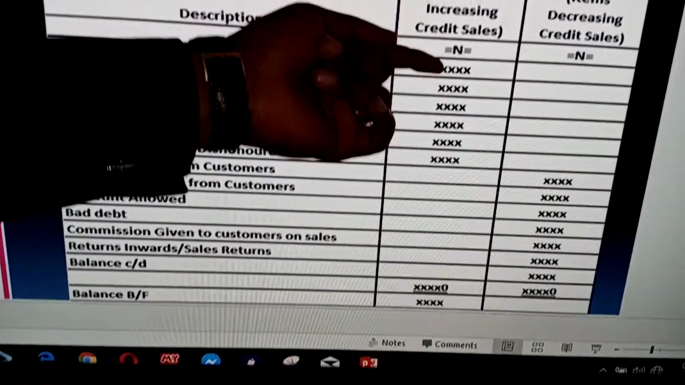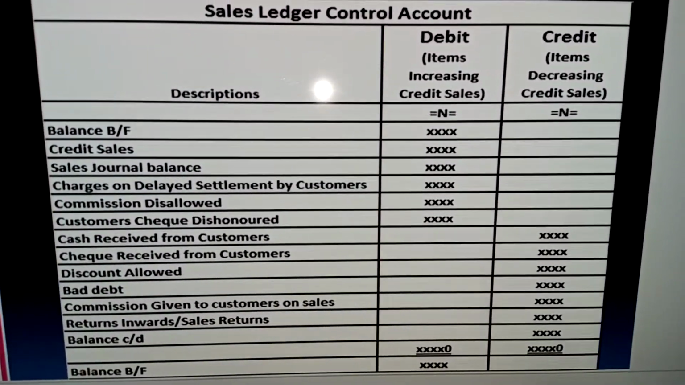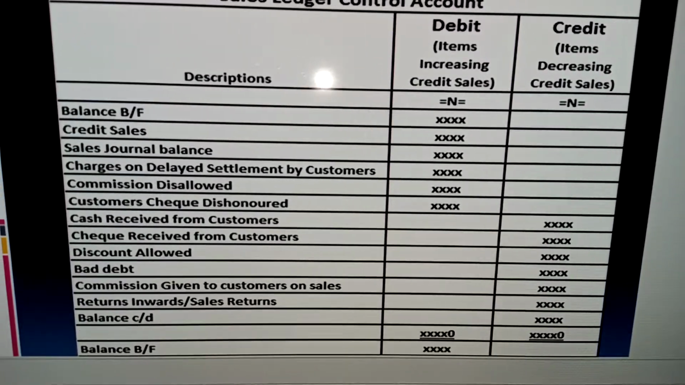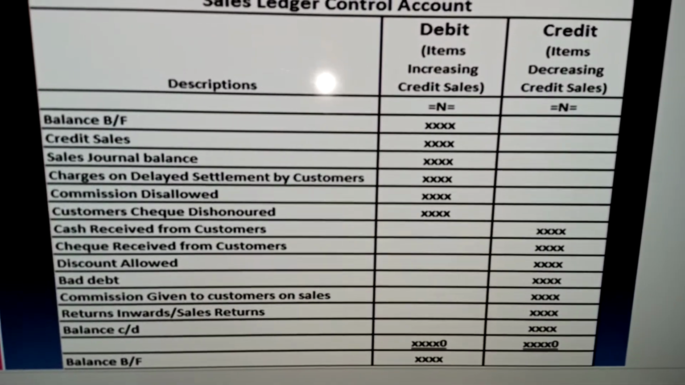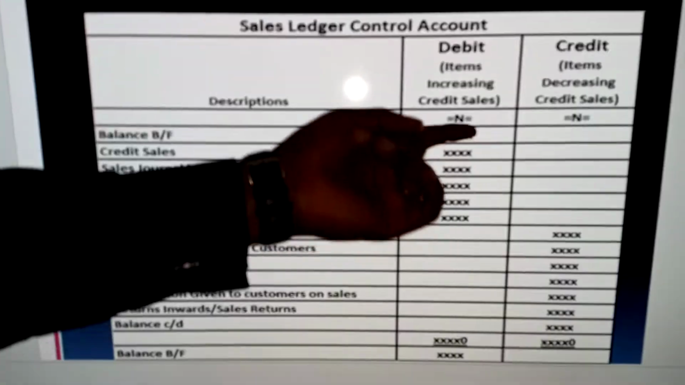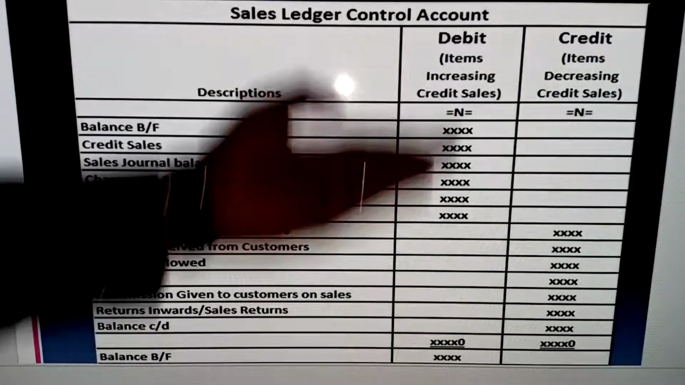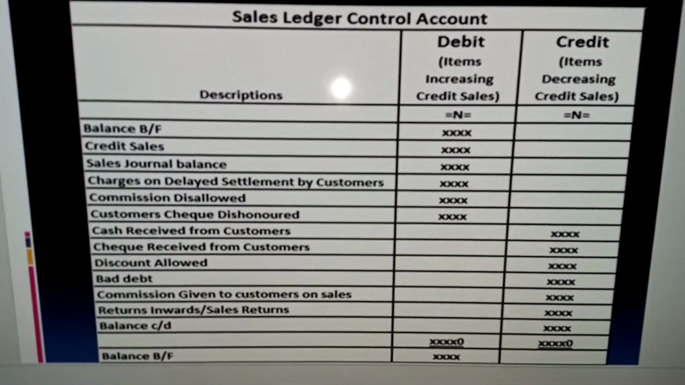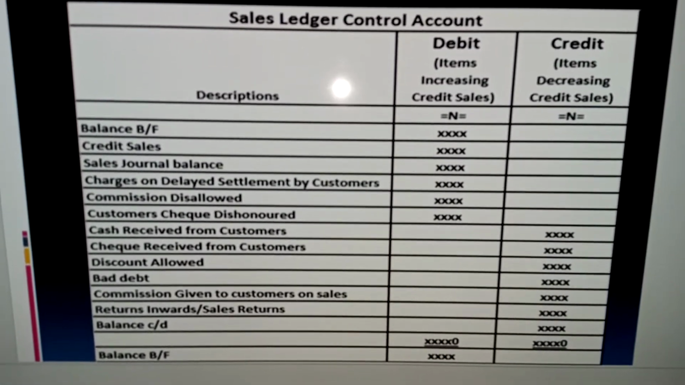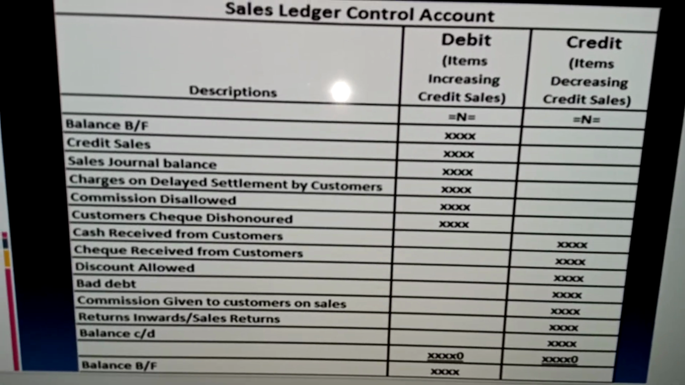So the question can give you opening balance, debit for sales, put it there. Okay? Opening balance, credit for sales, put it there. But what should normally happen professionally is opening balance debit for sales ledger control account. So you put it in the debit side, and if the question is also giving you opening balance credit for sales ledger control, put it in the credit side.